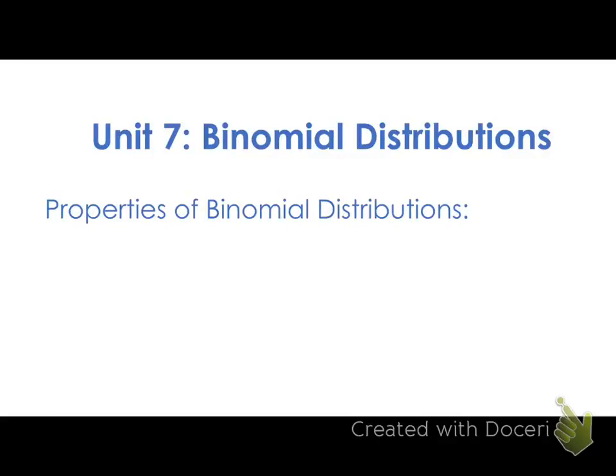So for binomial distributions, there's a couple properties that we want to talk about just to know how to detect whether something is binomial or not. The first property is that you have to have two outcomes. So you'll have a success and you'll have a failure.